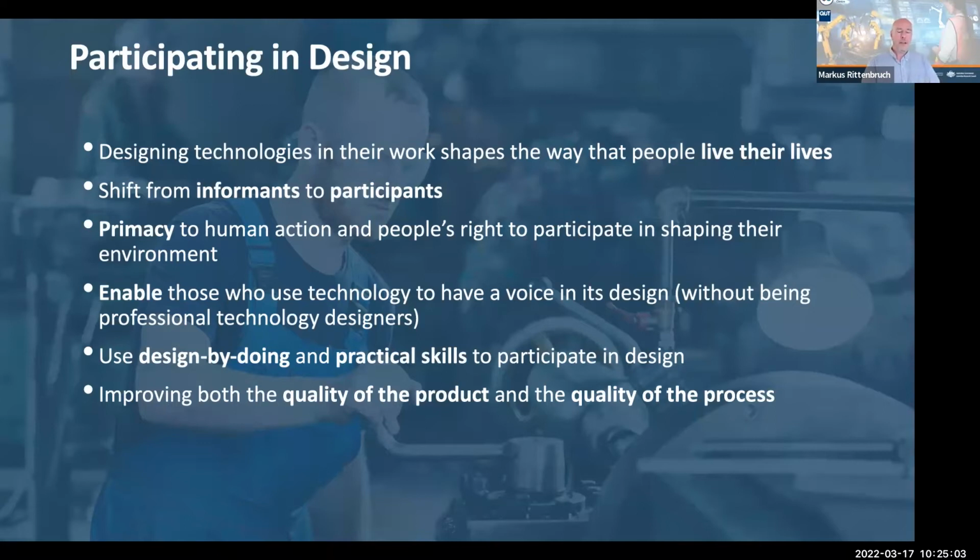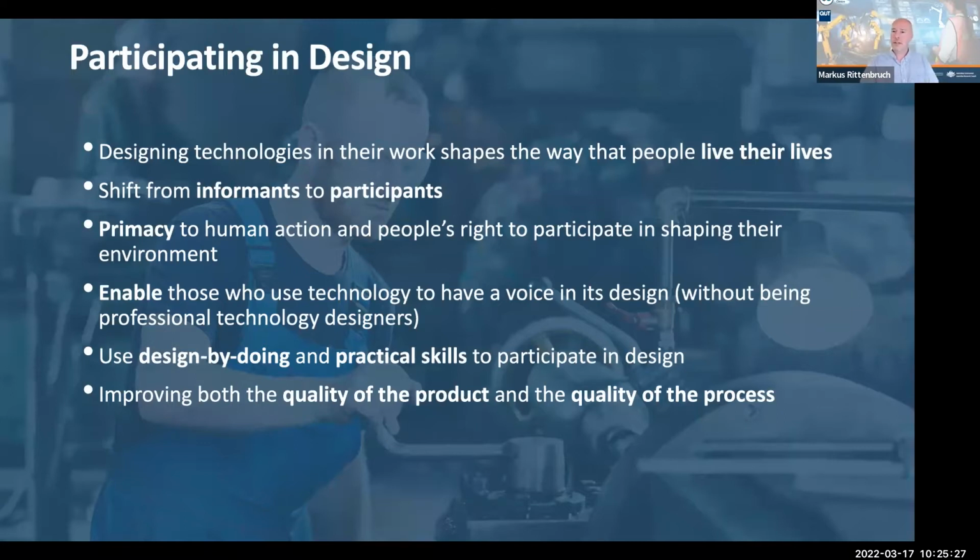And the other important question is how to enable people. Most, say, workers in a factory are not necessarily professional technology designers. So the question is, what methods and tools do we use to help people participate? As a result, the focus of PD is design by doing and practical skills.